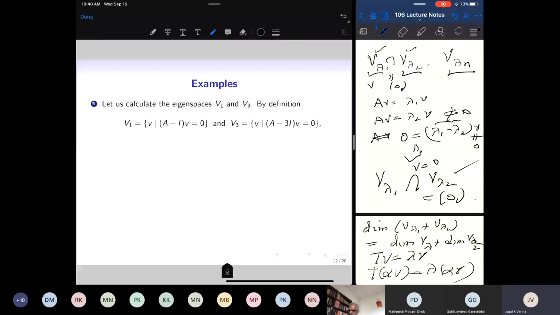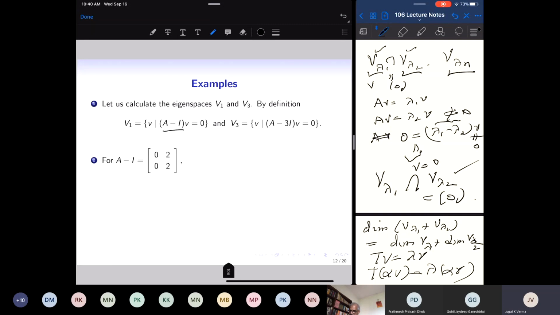There are two eigenspaces, V1 and V3, corresponding to eigenvalue 1 and 3. So how to find V1? It is the set of all vectors v such that (A minus I) times v is 0. V3 is the eigenspace corresponding to eigenvalue 3. This is all vectors v such that (A minus 3I)v equals 0. This is a homogeneous system of linear equations, and this is another homogeneous system of linear equations. So we solve these systems.